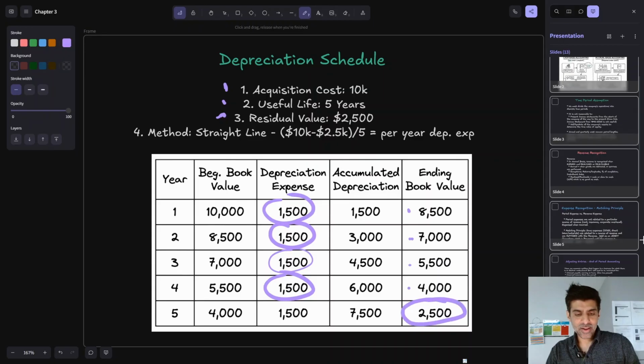And you can see at the end of 5 years, we get to our residual value, right? So we started at 10, our residual value is this. And every year, we're just taking the same step down. And the way I know I did this right is that at the end of 5 years, I'm at my residual value.